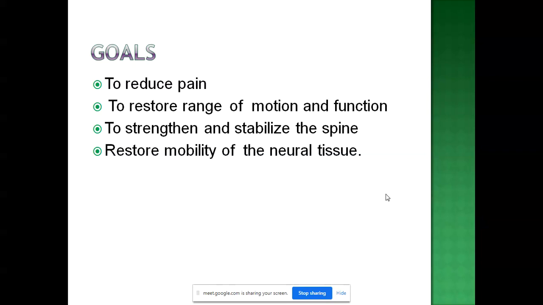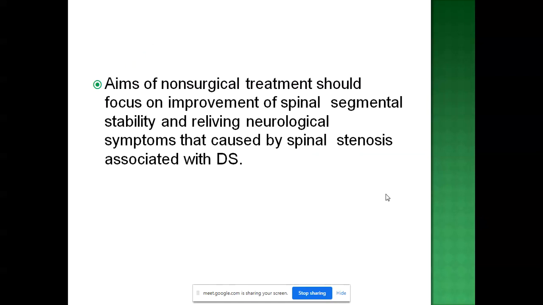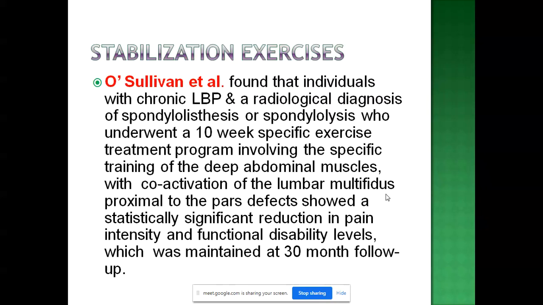Also we have to strengthen and stabilize the spine. So we have to give muscular strengthening exercises: core muscle strengthening, abdominal muscle strengthening, as well as back extensor strengthening exercises. If the muscles of the spine are strong, then they will support the spine properly and the chances of recurrence will be less. The aims of non-surgical treatment should focus on improvement of spinal segmental stability and relieving the neurological symptoms caused by spinal stenosis associated with degenerative spondylolisthesis. So, stabilization exercises. O'Sullivan, this was a study done.